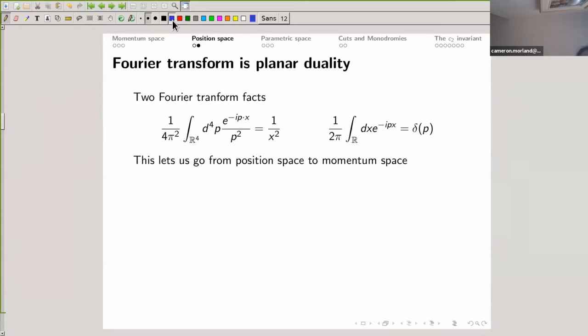And the key to why this is a Fourier transform, so I'm going to just highlight the key parts here. Essentially this is like 1 over p squared, and this part here is like 1 over x squared. And then what have we done in the middle? We've taken a Fourier transform. So that part's the Fourier transform part. And if we do that in 4 dimensions, we get something special happening because it turns the 1 over p squared into a 1 over x squared. And so that lets us go from position space to momentum space.